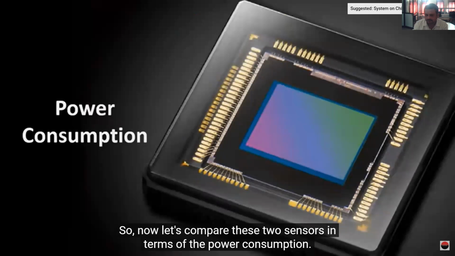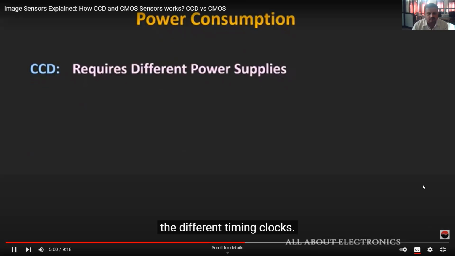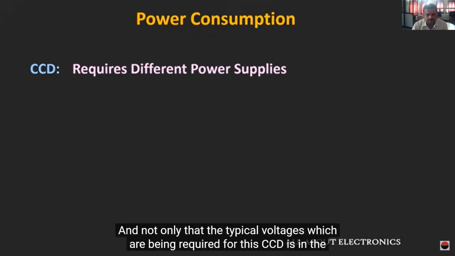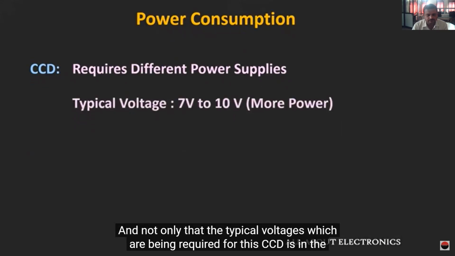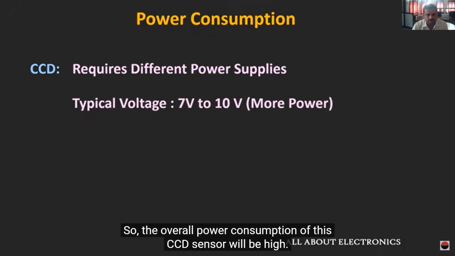Now let us compare these two sensors in terms of power consumption. In case of the CCD sensor, we require different types of power supplies for the different timing clocks. And not only that, the typical voltage required for the CCD is in the range of 7 to 10 volt. So the overall power consumption of the CCD sensor will be high.